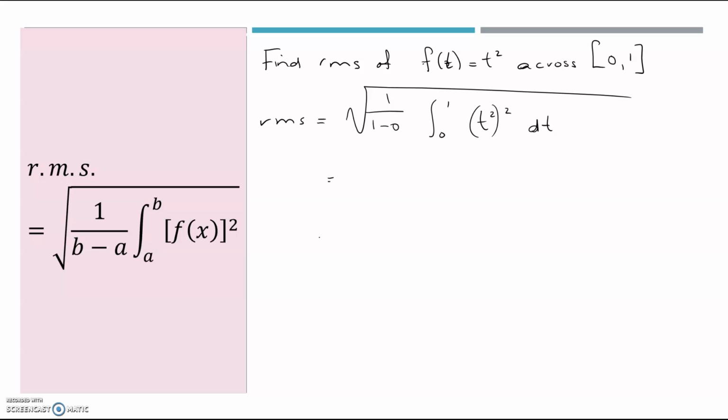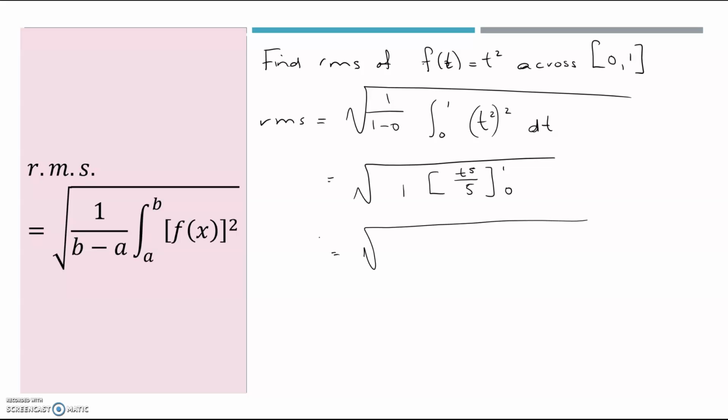1 over 1 minus 0 is just 1. Now, t squared squared is t to the 4th, so that's t to the 5. The integral of that is t to the 5 over 5 between 1 and 0. So, ignoring the 1, that would be 1 over 5 minus 0 over 5. So that's the square root of 1 over 5.